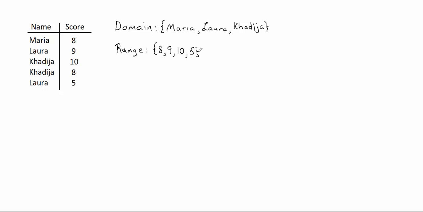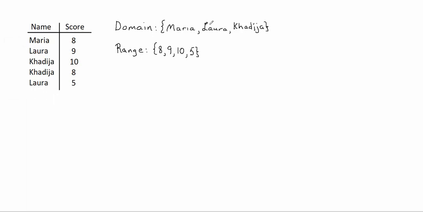Note that it doesn't matter which order the correspondences are written in and which order the elements of the domain and range are written in. For example, if I go ahead and add another row to our chart of values that associates the name Maria to the score 8, this does not change the relation at all because the correspondence of the name Maria to the score 8 was already part of the relation.